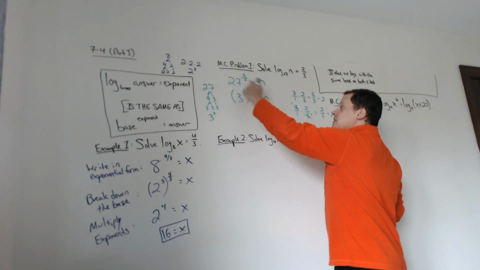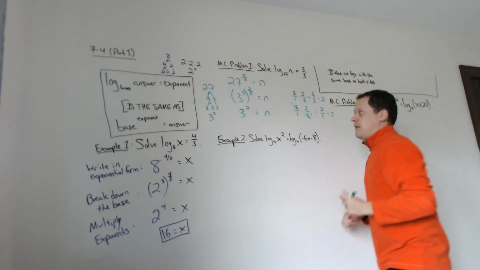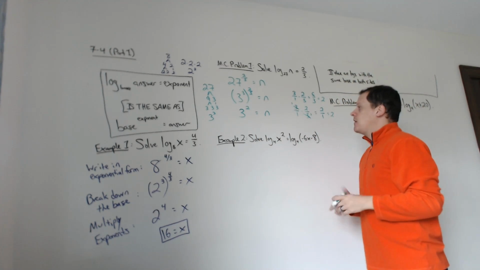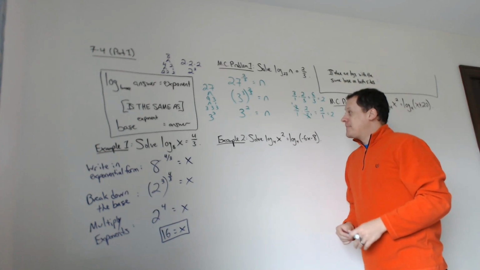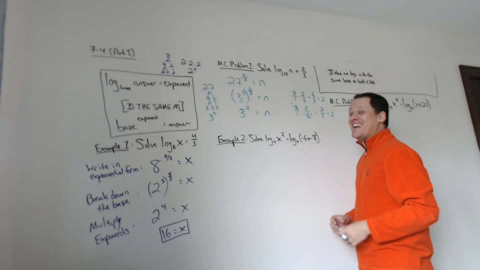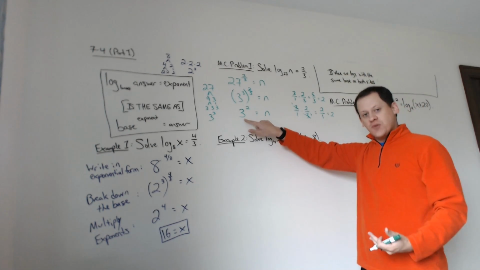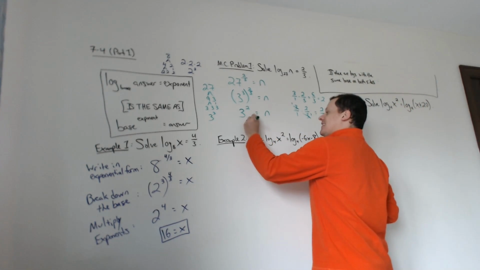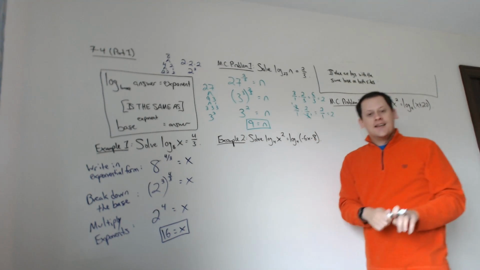So this is 3 to the second power. 3 squared. Please don't say 6. Remember, this is 3 times itself. 3 times 3, which is 9. So n is 9 here. n is 9.